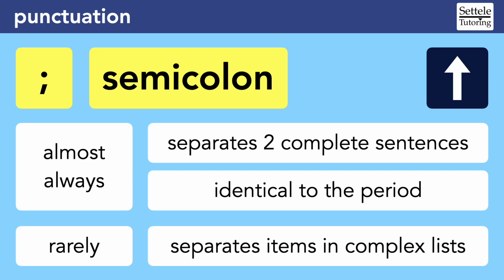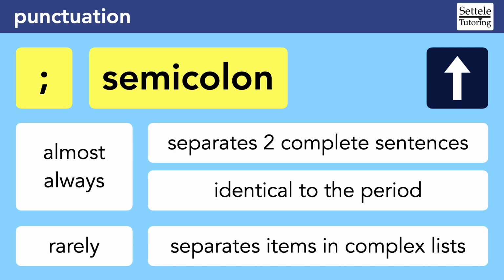The semicolon is almost always the same as a period. By far, its most common usage is to separate two complete independent sentences. Occasionally, the semicolon can be used to separate items in complicated lists. This rule is rarely tested on the SAT, but it does come up every once in a while, so it's worth knowing. For examples of both semicolon rules, please watch my separate lesson on semicolons, which you can find in the grammar playlist in this video's description and on the Settele Tutoring channel homepage.